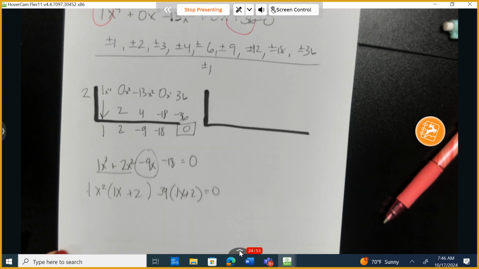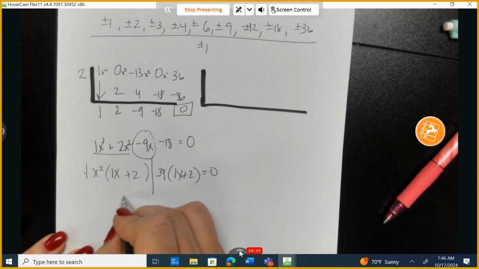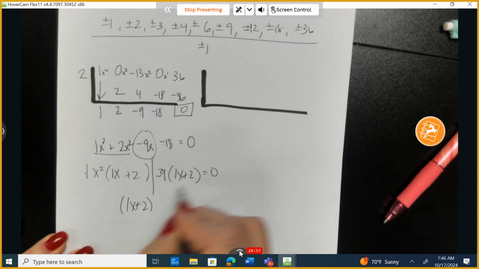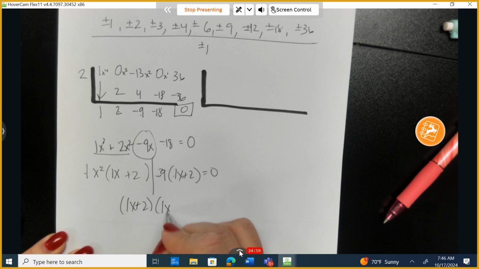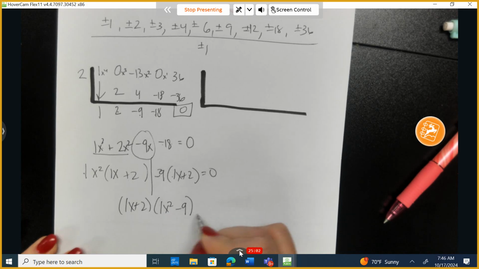-9 times 2 is negative 18. So I have a front and a back half. 1x plus 2 is in both. And then in front of the first parentheses is 1x squared. In front of the second parentheses is a negative 9.